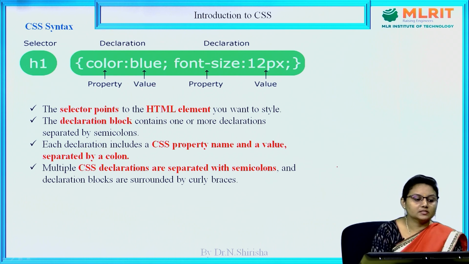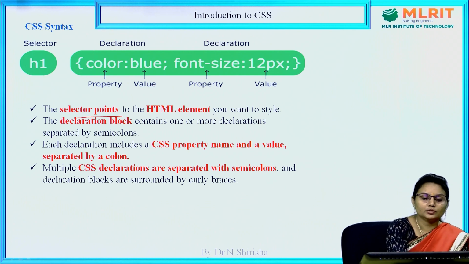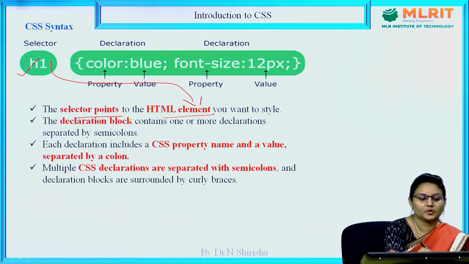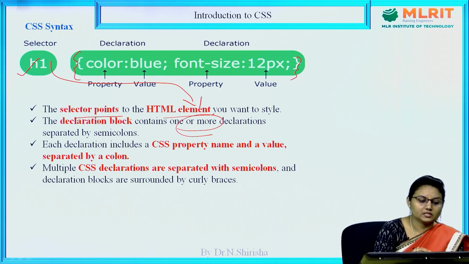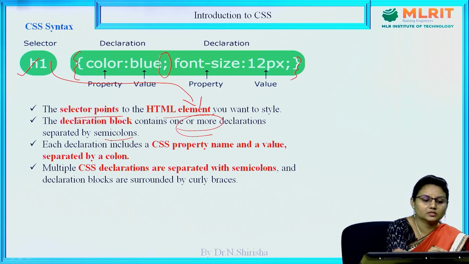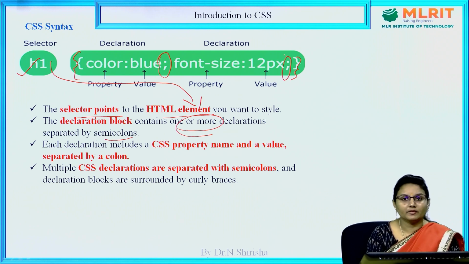So this is nothing but the selector pointing to the HTML element. The element here is H1. The declaration block contains one or more declarations which are given in between the curly brackets. They are separated with a semicolon. So this is the semicolon. For every property and value you are ending that with a semicolon.